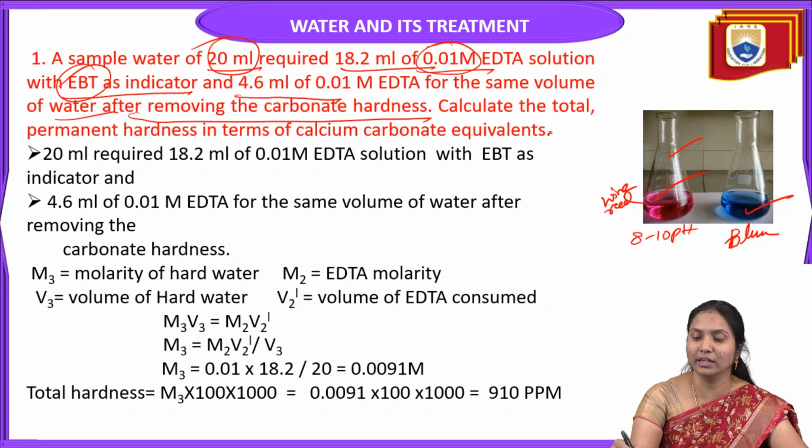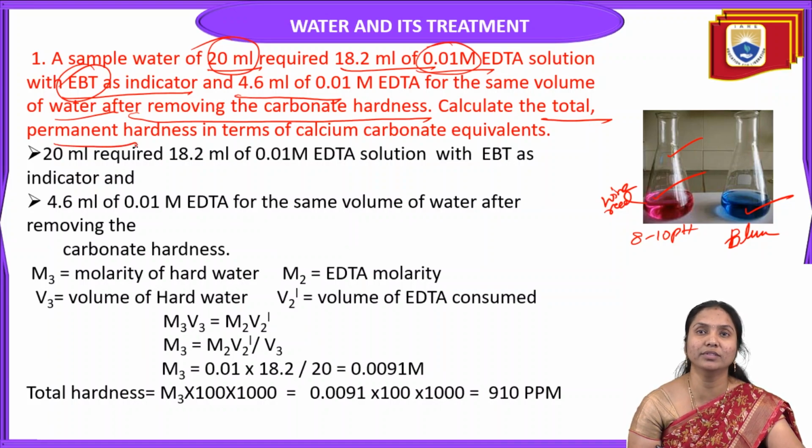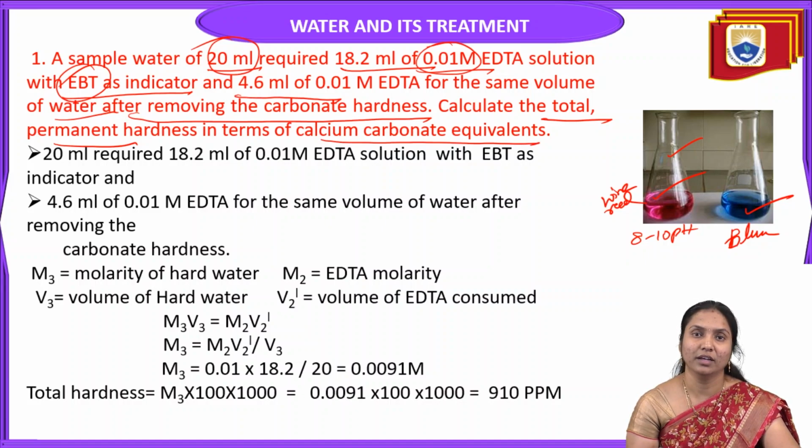Now calculate the total permanent hardness in terms of CaCO3, calcium carbonate equivalent. Why are we converting all the hardness causing salts into CaCO3 equivalent? We already discussed in previous sessions that calcium carbonate is highly insoluble in water, its molecular weight is 100, and its equivalent weight is 50. So it makes the calculation very easy. That's why all the hardness causing ions present in water are converted into calcium carbonate equivalent.